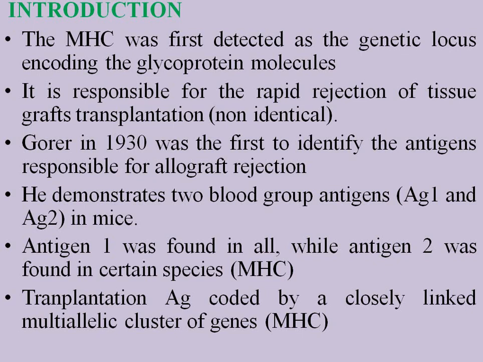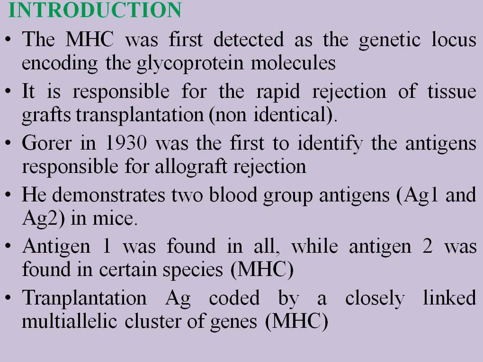So glycoprotein molecules also act as a transplantation antigen. They are responsible for the rapid rejection of grafted tissue. The grafting between genetically non-identical twins may be rejected. Gorer, in 1930, was the first to identify the antigen responsible for allograft rejection.